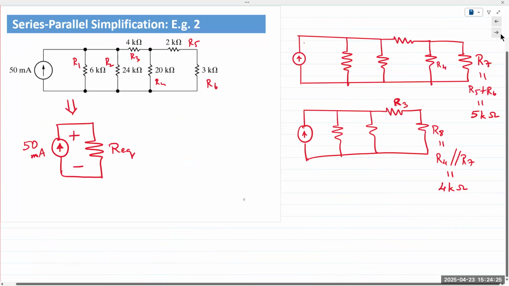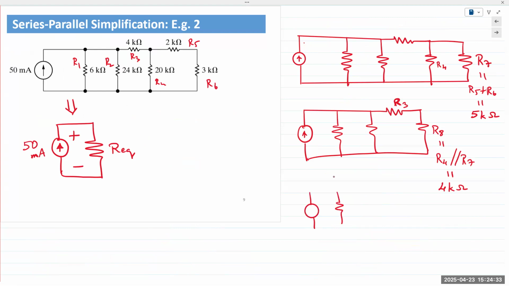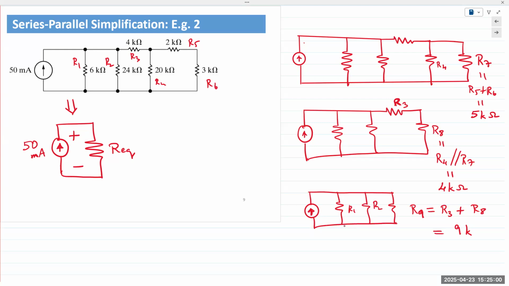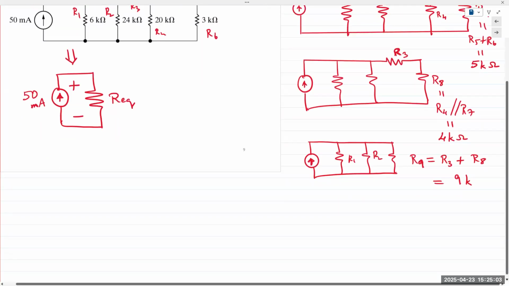Anyway, so 4 kilo ohms is now in series with R3. Let's call that R9. And so R9 is R3 plus R8, which would be 4 plus 5, so 9 kilo ohms. This is R2, this is R1. And then final Req.